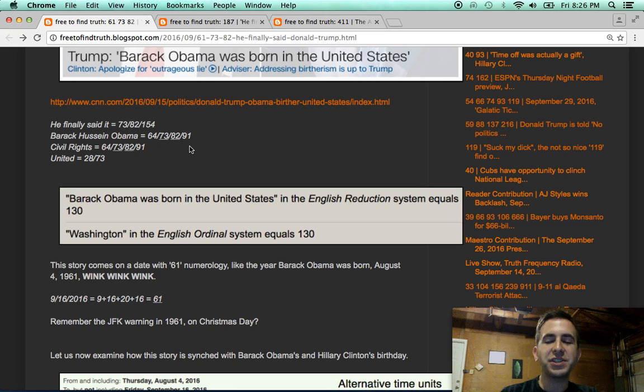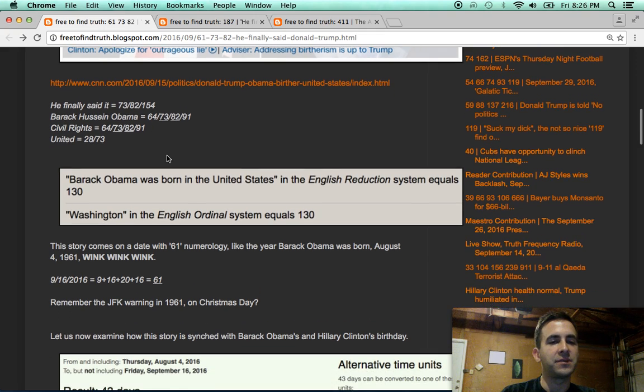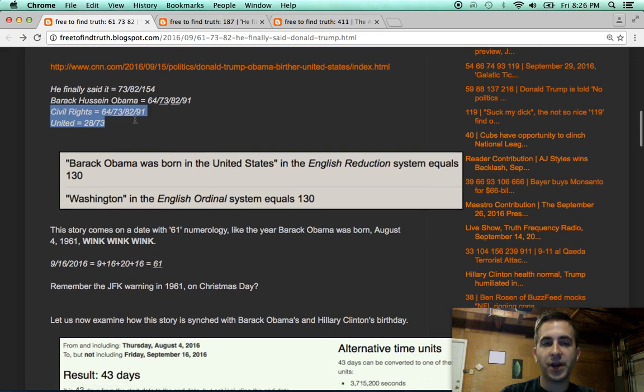POTUS, the abbreviation for President of the United States, sums to 91. Fitting for Barack Hussein Obama, the actor-agent name, to have that connection. Civil rights in gematria also sums to 64, 73, 82, and 91. Exactly the same as Barack Hussein Obama. Think about how Obama was elected the 44th president 44 years after the Civil Rights Act. Civil rights equals 64, Civil Rights Act in 64.